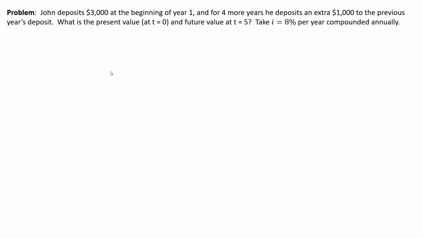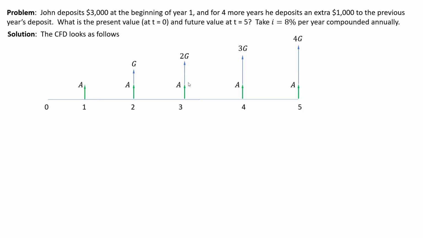So year 1, ladies and gentlemen, what did John deposit? 3,000. Year 2, 3,000 plus 1,000, right? An extra 1,000. Oh, you mean 4,000? Yes. How about year 3? Add an extra 1,000 to the 4,000, 5,000, 6,000. That is what he did, right? So the CFD looks like this.